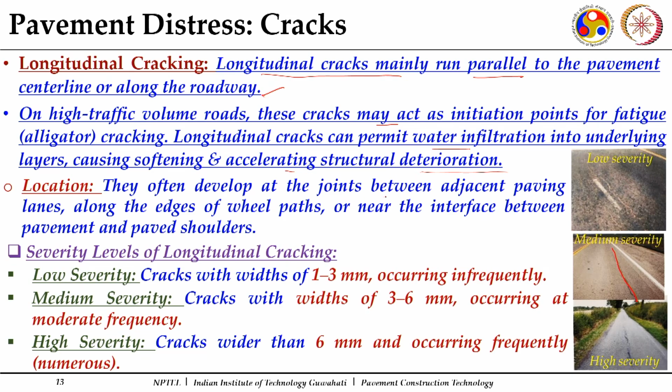They often develop at joints. Longitudinal cracking often happens at joints, because when we do the construction, we are not able to do the laying of the entire width in one go. We may have to use multiple passes, or adjacent pavers have to move. So, there may be some chances of longitudinal joints which will come up. They often develop at joints between the adjacent paving lanes. So, when one paver is run, then a second paver is run.